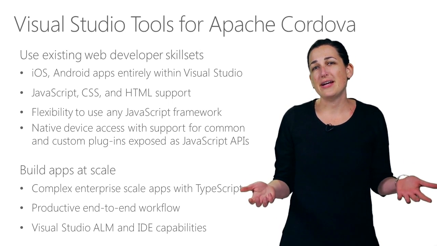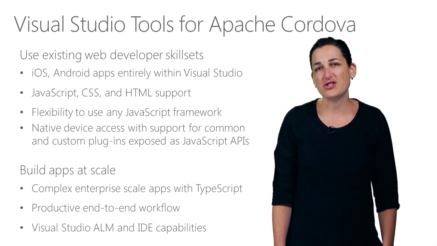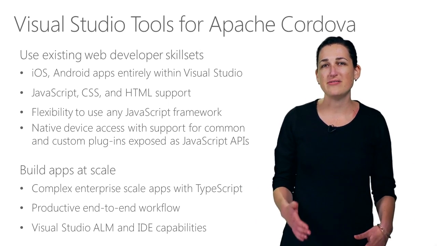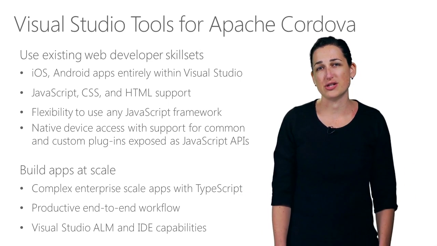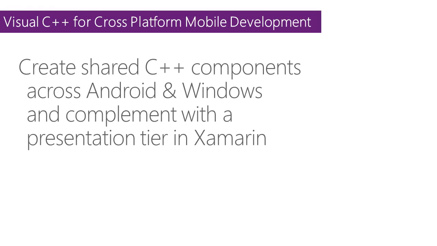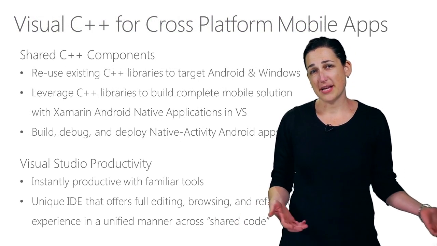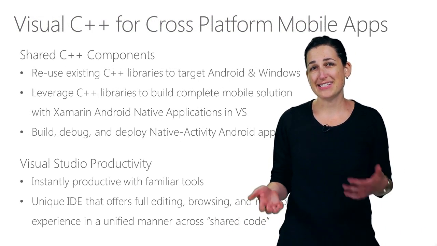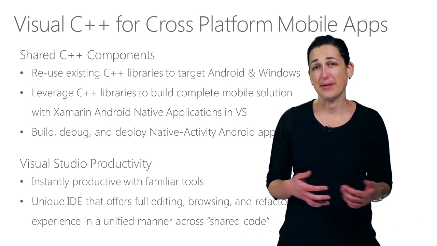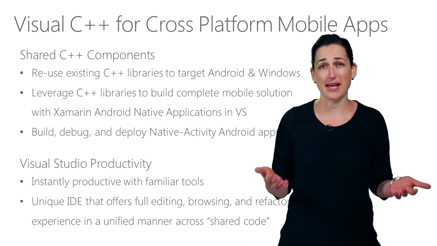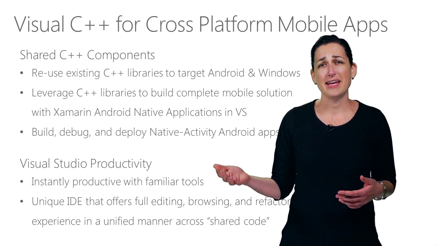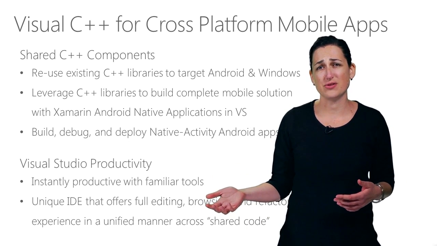It also supports creating the applications in TypeScript, an extension to JavaScript, which supports the productivity and scale of statically typed languages. New in this preview, you can create shared C++ components that will work across Android and Windows and complement it with a presentation tier written in Xamarin. With support for multi-device C++ in Visual Studio, you can reuse existing C++ libraries to target multiple platforms. You can leverage C++ libraries to build complete end-to-end Xamarin Android native applications in Visual Studio.